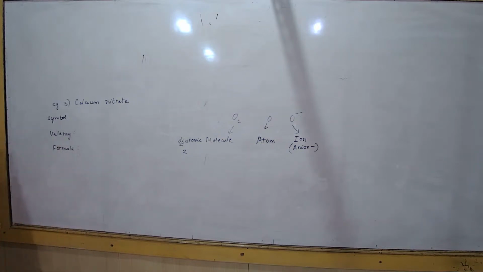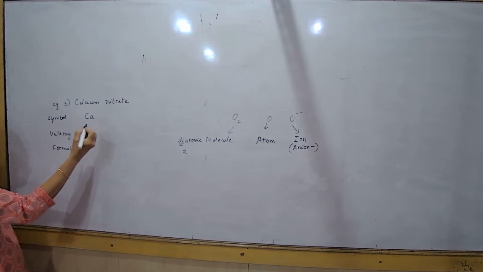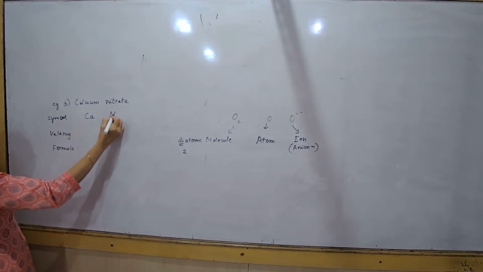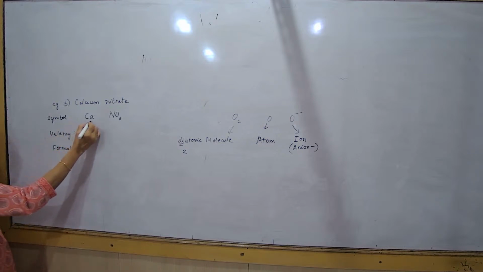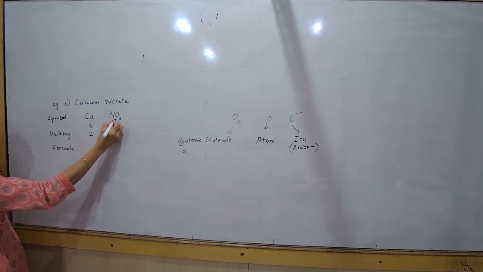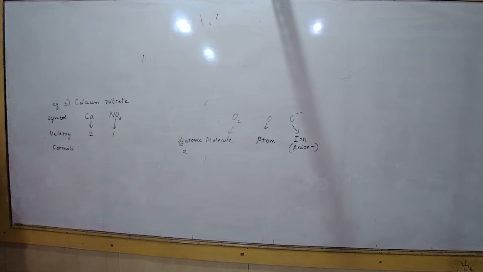Okay. Let's look at the board now. Ca, NO3. Kaushik, look here. Calcium is what? Ca. Correct? Nitrate is what? NO3. Now valency for calcium is what? 2. So under this, valency is 2. And for this, valency is how much? It is 1. Nitrate is 1 in your table.